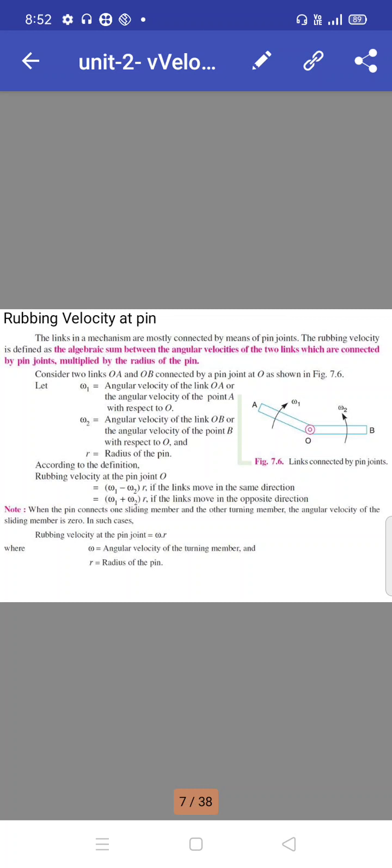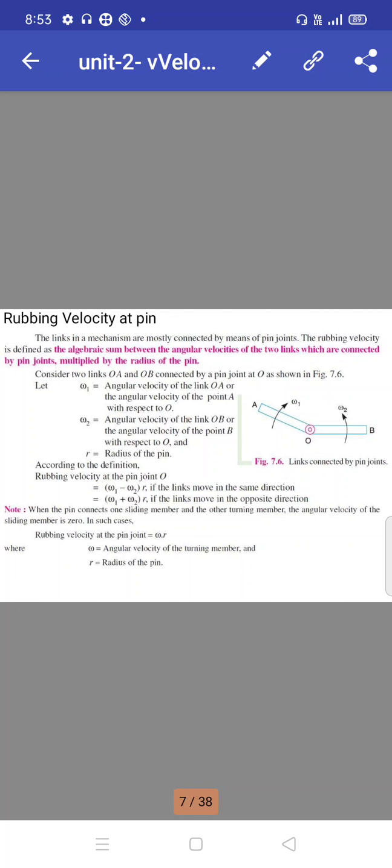Consider two links OA and OB connected by pin joint O. Omega 1 is the angular velocity of the link OA, or angular velocity of the point A with respect to O. Omega 2 is the angular velocity of the link OB, or angular velocity of the point B with respect to O, and R is the radius of the pin. According to the definition, rubbing velocity at point O is equal to omega 1 minus omega 2 into R if the links move in the same direction, and omega 1 plus omega 2 into R if the links move in the opposite direction.